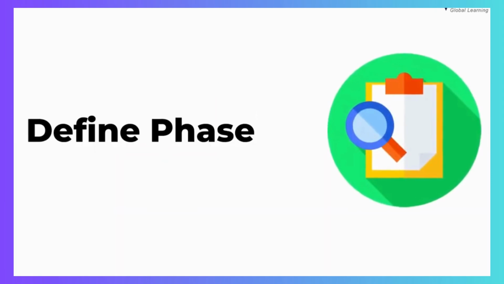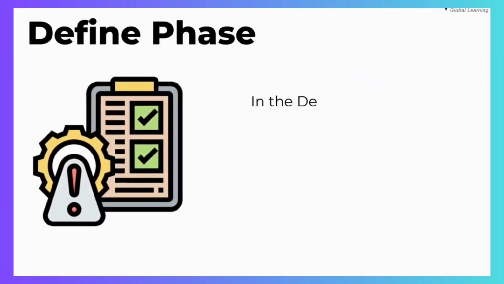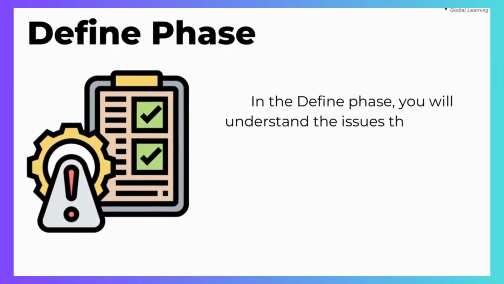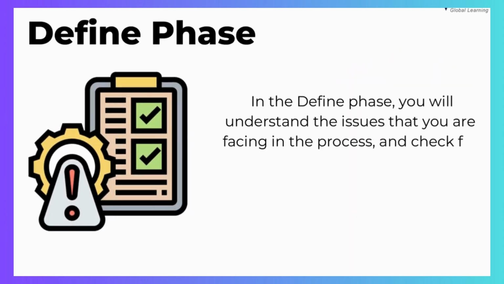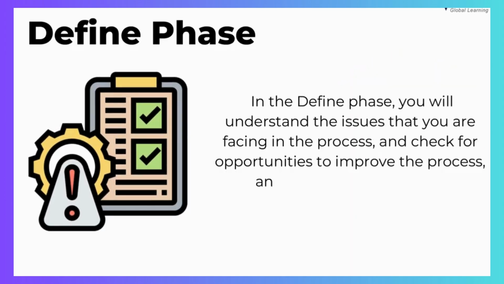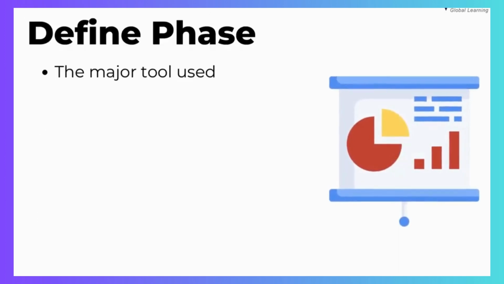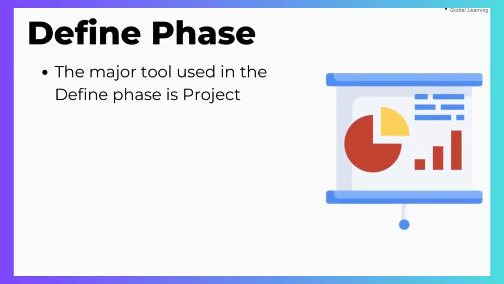So we will start with the tools in detail. Let us start with the define phase. In the define phase, you will understand the issues that you are facing in the process and check for the opportunities to improve the process and also get the customer requirements. Here in this phase, the issue is considered as a single process and understanding the process to resolve the issue. The major tool used in the define phase is the project charter.